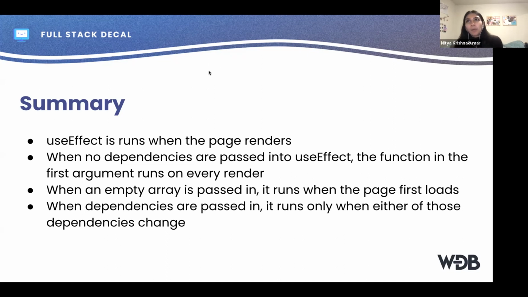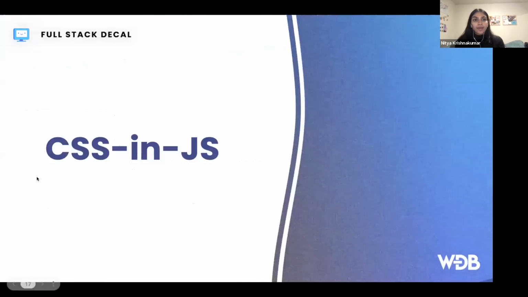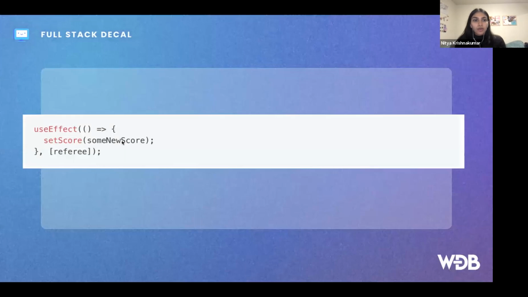So I'm trying to give some more real world examples of when we would actually use useEffect in our React app. Where would you pass in the dependencies array? Okay, so going back to this, you call useEffect. The first argument is a function. As you can see in this example, it's an arrow function that calls set score.